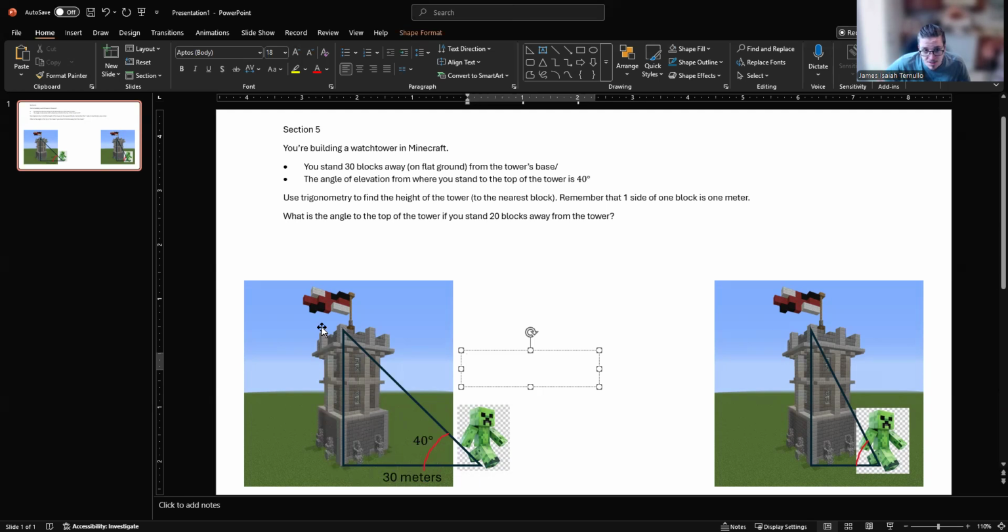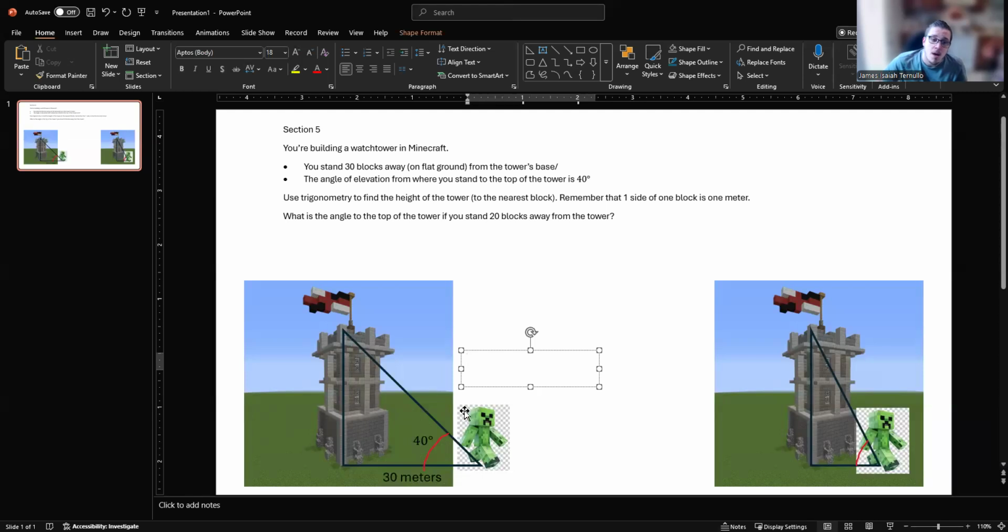This is the opposite side of the angle, and this is the adjacent side of the angle. Now we can flip that and say the other way. If the angle were right here, this is no longer the opposite side of the angle, and this is no longer the adjacent. If the angle is right here, this becomes the opposite, and this becomes the adjacent.